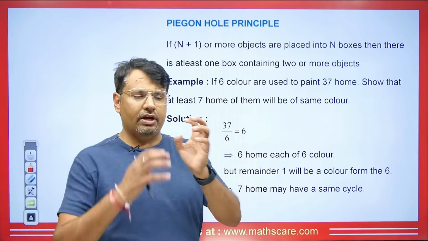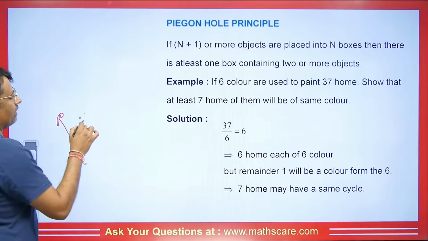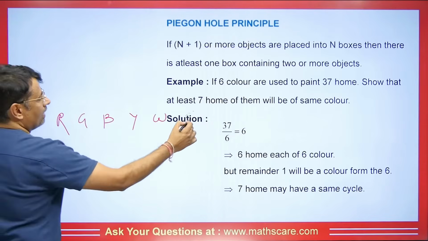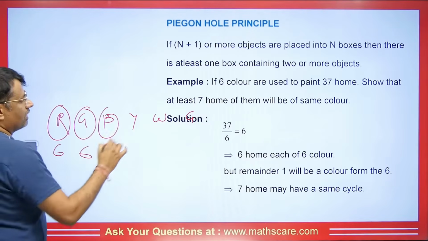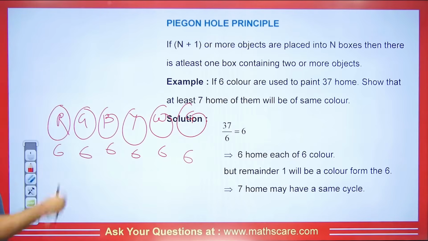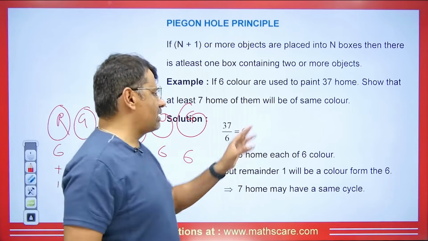Because 6 houses will each be of different colors, right? Let's say one house is painted red, another green, the third blue, next yellow, after that white, and another one green. So the first 6 houses are done. And the next 6 houses are done like this, and we color the other houses in groups of 6. We painted 36 houses, but in total 37 houses are there. We have to choose one color to paint the remaining house, but only 6 colors are available. So as this principle says, there will be at least 7 houses of the same color. So practically it's true. And that's how we apply it.